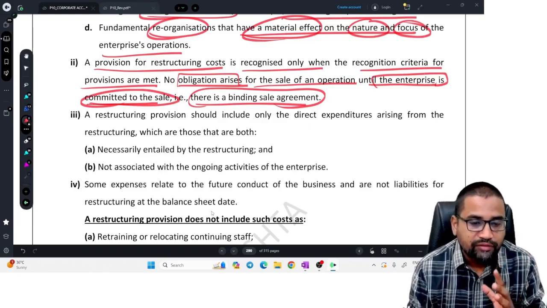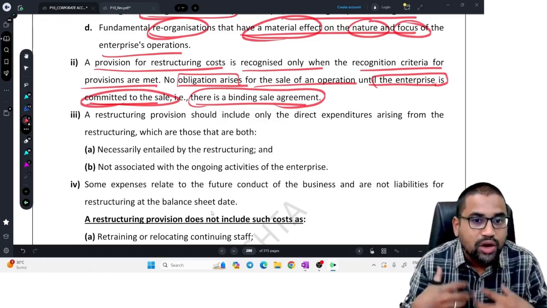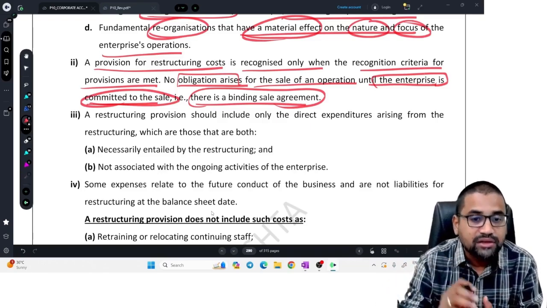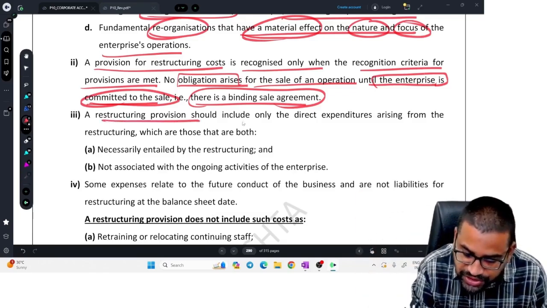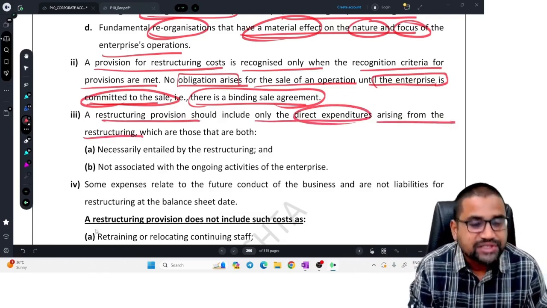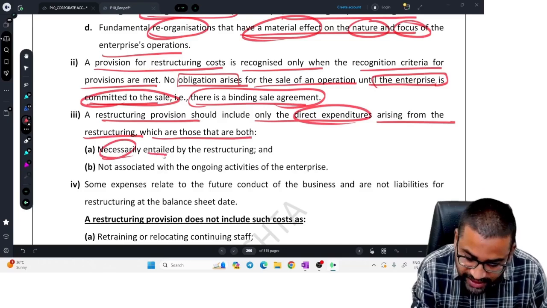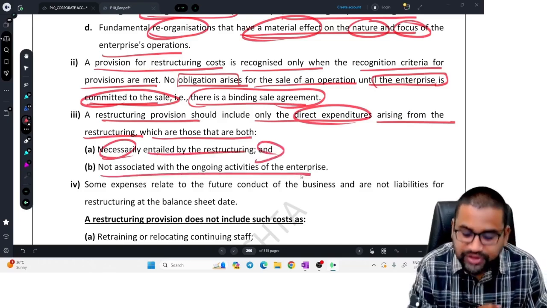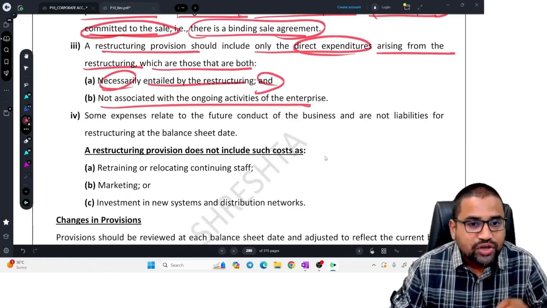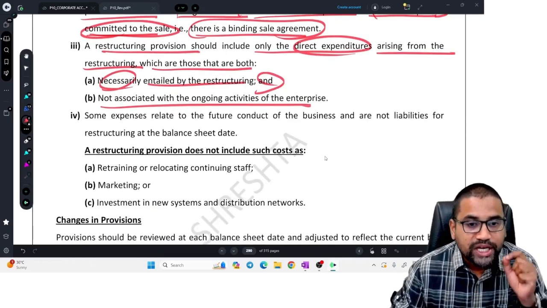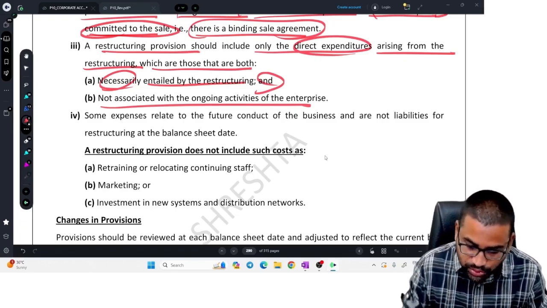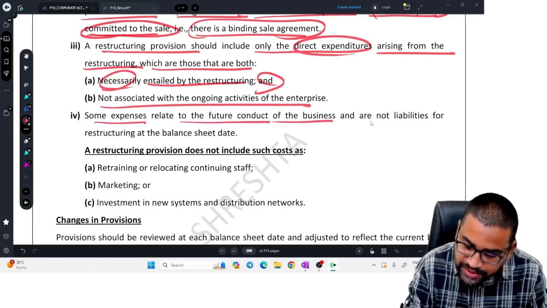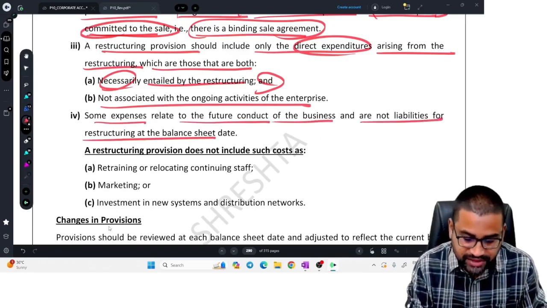Whenever you announce any restructuring, for whatever cost you are going to incur for that restructuring in the organization, you can create a provision, provided the recognition criteria are met. And this restructuring provision should include only the direct expenditure arising from the restructuring, which is both necessarily entailed by the restructuring and not associated with the ongoing activities of the enterprise. That means which cost do we need to include in the provision for restructuring? Only direct cost relating to the restructuring, and in no way associated with any ongoing activities of the enterprise. Some expenses relate to the future conduct of the business and are not liabilities for restructuring at the balance sheet date. See, this is important.